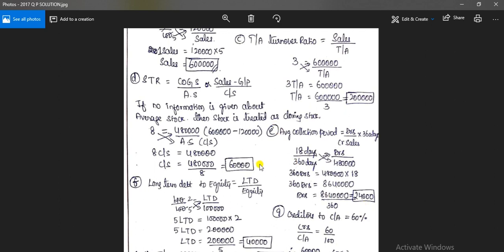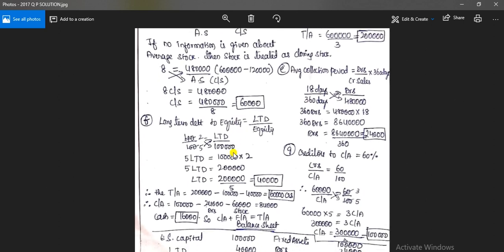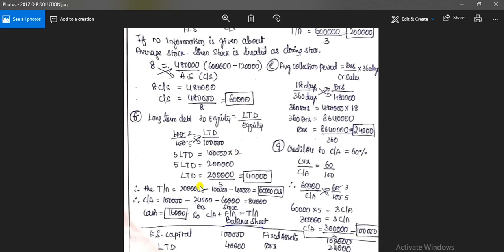Got it? Next concept is long-term debt, that is long-term debt to equity. Long-term debt is not given in the problem, but equity is given. They have given you the percentage. Long-term debt to equity is 40%. So 40 divided by 100 is equal to long-term debt divided by 1 lakh, because equity is given as 1 lakh.